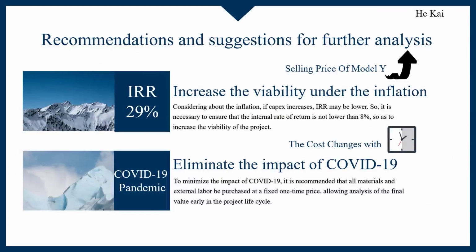Due to the location of Tesla's Shanghai Gigafactory, the project is likely to be affected by the coronavirus 19 pandemic. On the one hand, the factory may consider people's health and shut down for a period of time. On the other hand, the cost of materials may change with time. Therefore, it is recommended that all materials and extra labor be purchased at a fixed one-time price.